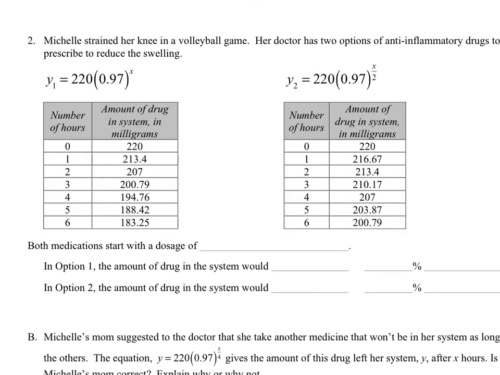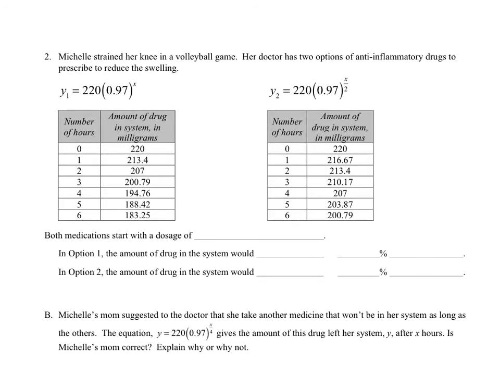Now, what about Michelle? Michelle strained her knee in a volleyball game. Aww. Her doctor has 2 options for anti-inflammatory drugs to help prescribe to reduce the swelling. So we've got option number 1, option number 2. Made some tables. So if I look, both medications start with a dose of 220 milligrams, which is coming from that starting amount, that y-intercept, whatever you want to look at, but start feeling comfortable because we remove the tables pretty soon. Okay?